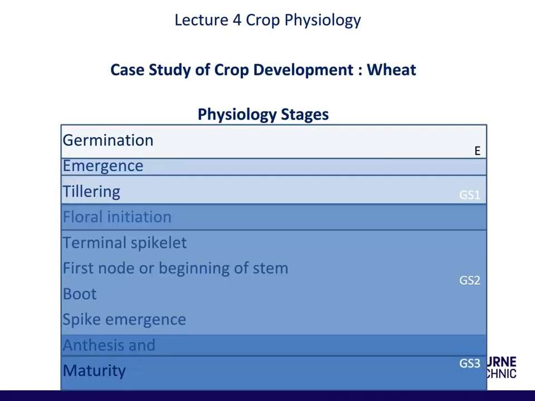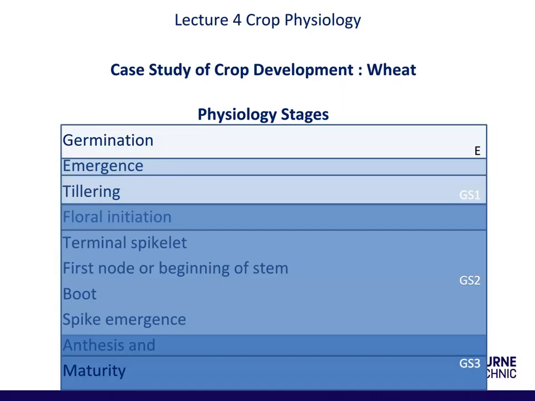So, in essence, we have a number of stages. The following stages that are distinguished in wheat are germination, emergence, tillering, floral initiation, terminal spikelet, first node or beginning of stem, boot, spike emergence, anthesis, and maturity.